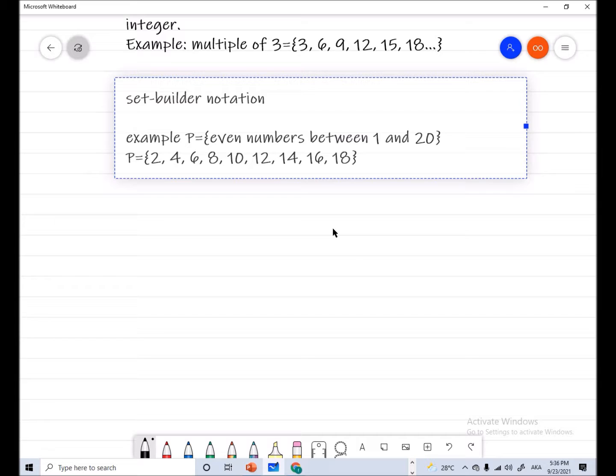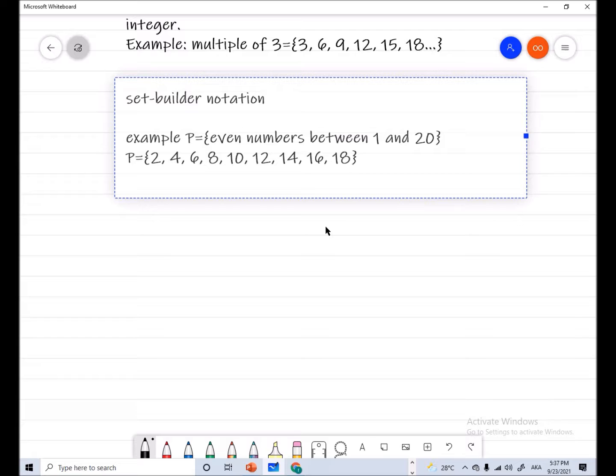Now, 20 is an even number, but the range is between 1 and 20. If it's between, then it means that we won't include 20, right? So that is the solution. Very cheap, right? It's not difficult at all.